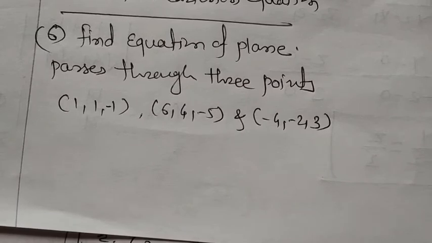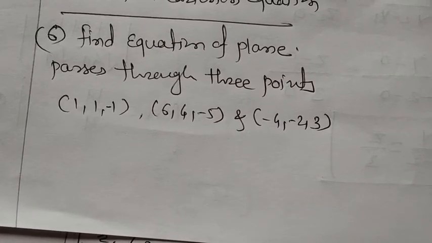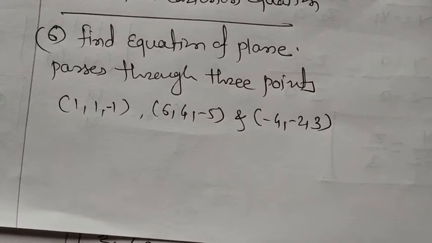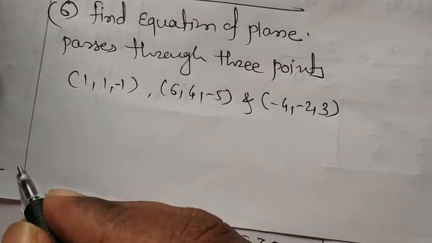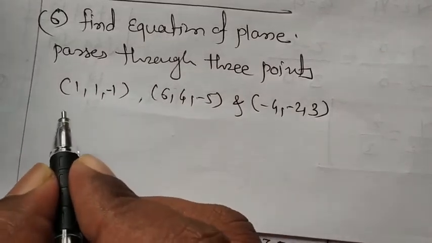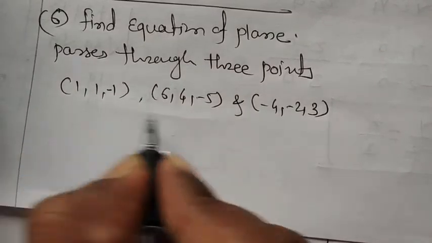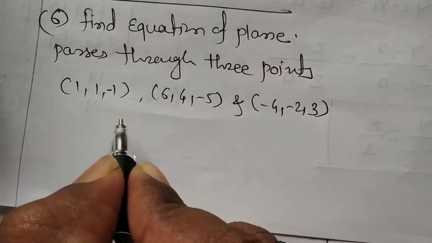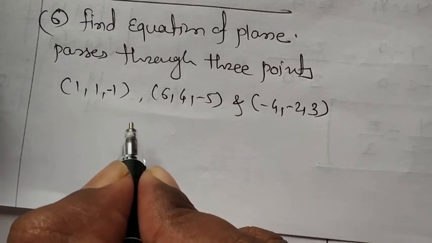Example 6: find the equation of the plane that passes through the 3 points. It is very simple. We know that the formula for the equation of a plane passing through 3 points is (r bar minus a bar) dot (b bar minus a bar) cross (c bar minus a bar).